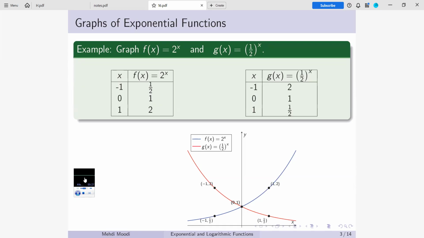And don't forget, it never touches the x-axis. It just gets closer to it forever. In a situation like this, we say the x-axis is a horizontal asymptote of the function.